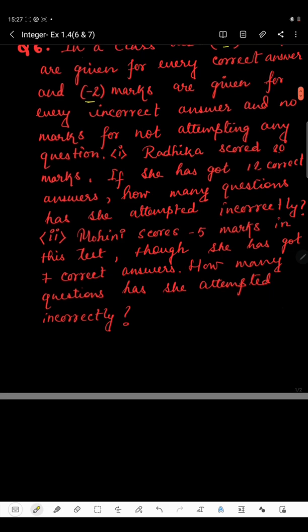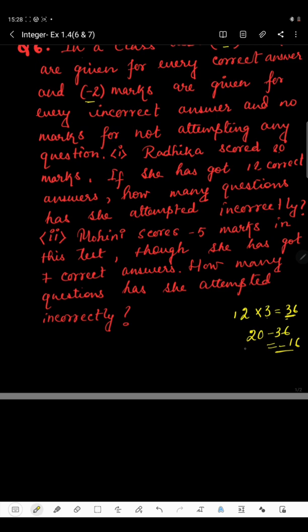So for this, see here, she has given 12 correct answers, and for every correct answer she'll be getting 3. So that means 36 marks she has obtained for giving right answers. Now she scored 20. That means some questions were wrong. So how much less marks will she get for giving wrong answers? She has got 20, and for giving correct answers she has got 36. Now if you subtract, this is the marks she has obtained for giving wrong answers. Now how many questions are attempted incorrectly? That we will have to find.